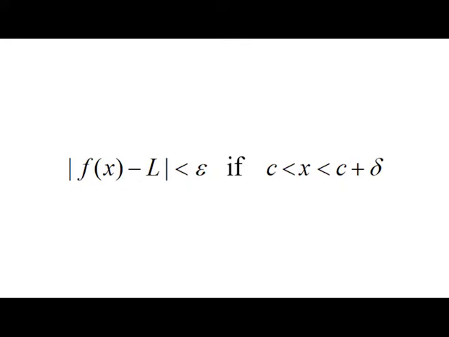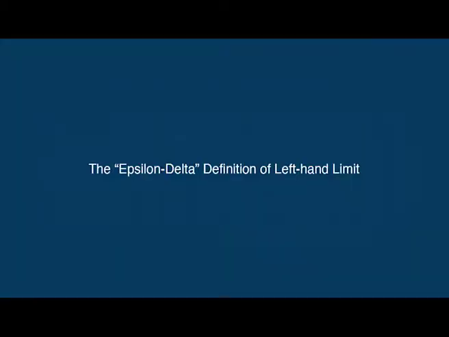Equivalently, if for every number epsilon greater than 0, there exists a corresponding number delta greater than 0 such that |f(x) minus L| is less than epsilon if c is less than x less than c plus delta. The epsilon-delta definition of left-hand limit.